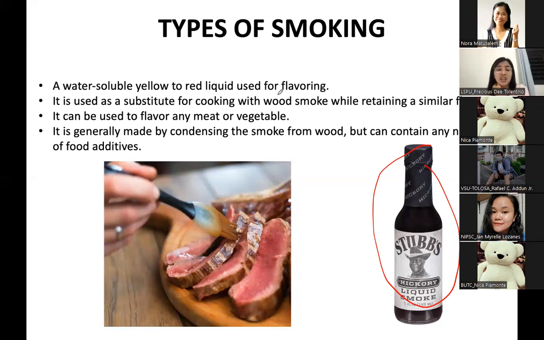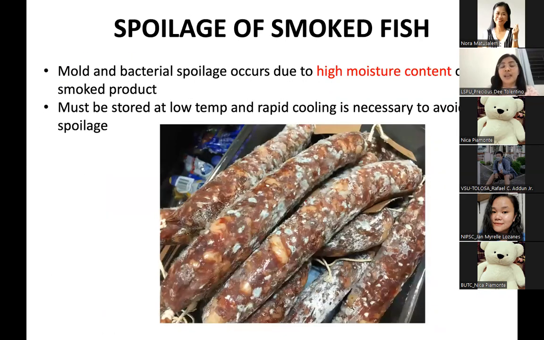So artificial siya. It is used as a substitute for cooking with wood smoke while retaining a similar flavor. So it is generally made by condensing the smoke from wood but may contain any number of wood additives. So pwede mo siya, ayan, ito lang yung itsura niya. Liquid smoke. And then these are the spoilage of smoked fish.